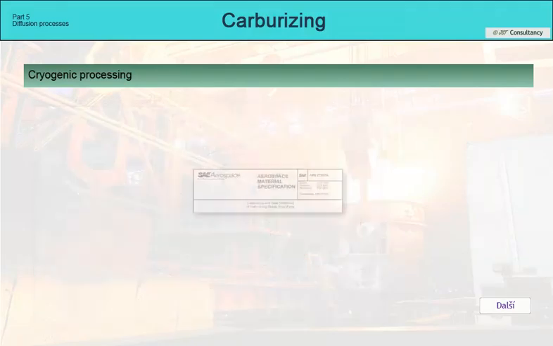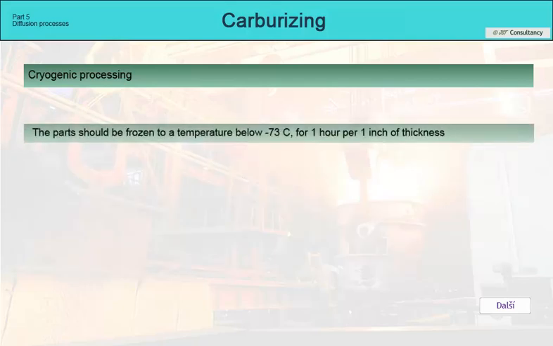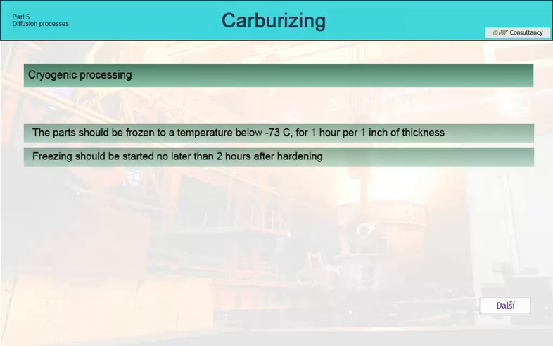A description of some details can be found in various specifications, one of which is AMS 2759, Part 7. It is a standard for the carburizing of parts for the aerospace industry. It says that the parts should be frozen to a temperature below -73 degrees Celsius for 1 hour per 1 inch of thickness. Freezing should be started no later than 2 hours after hardening.